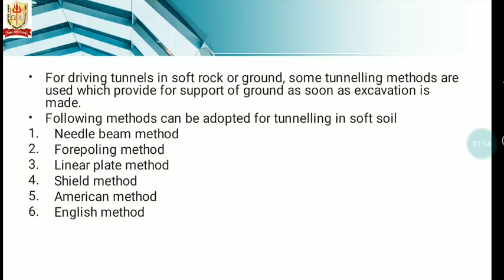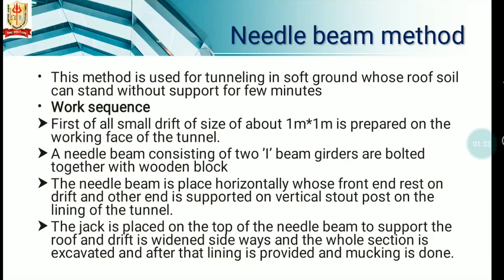The following methods can be adopted for tunneling in a soft rock. First method is needle beam method. Second method is forepoling method. Third method is liner plate method. Fourth method is shield method. Fifth method is American method, and sixth method is English method. So the first method is needle beam method.